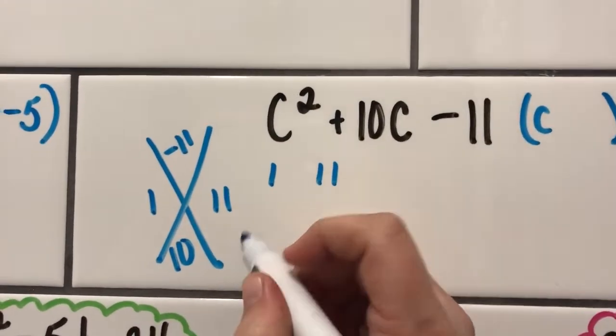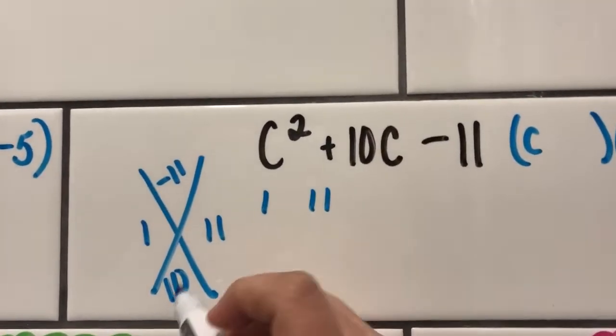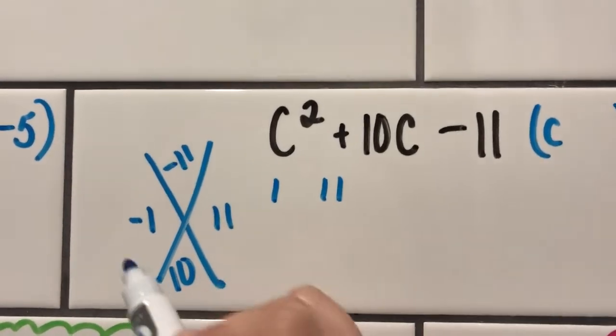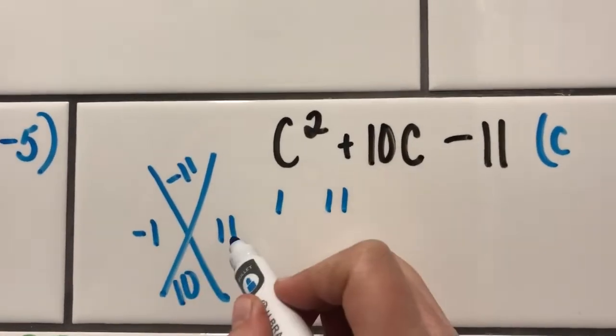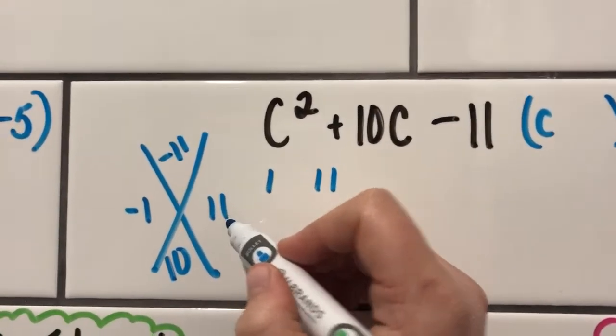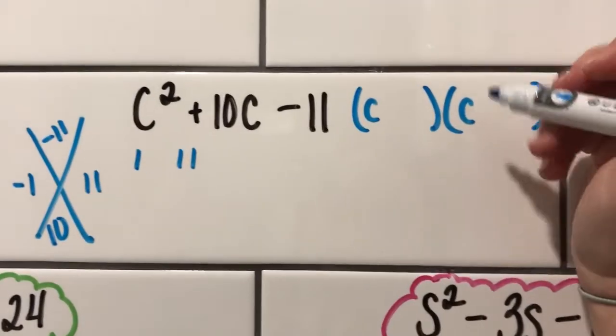And to determine which one I'm going to make negative, I'm going to look at my bottom. For this to be positive, my negative would need to go with the 1. And just double check again quick. Negative 1 times 11 is negative 11. Negative 1 plus 11 does equal a positive 10. And I can fill those in to make my 2 binomials.